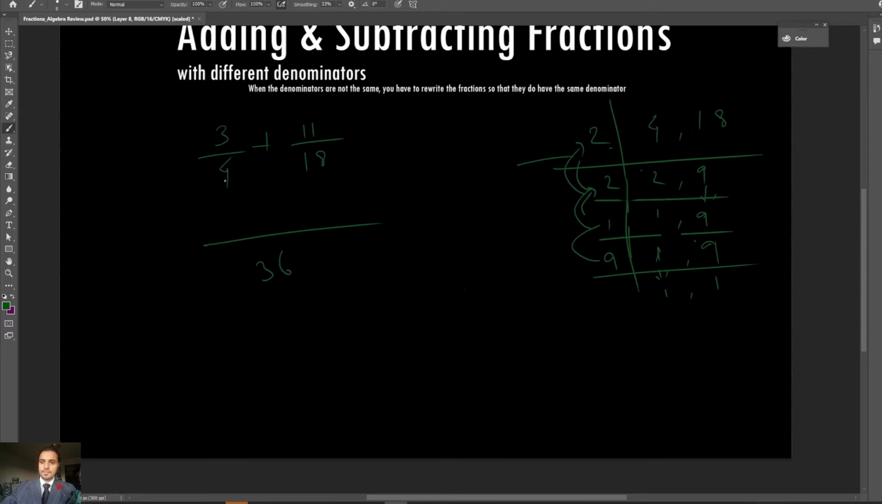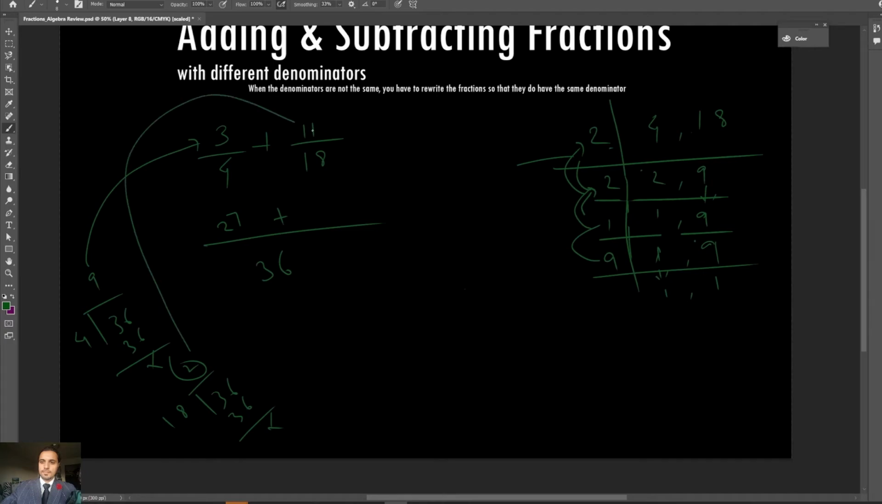All we have to see now is how many times does 4 go on 36? Well, it goes 9 times. 4 times 9 is 36, right? So 9 times 3 is 27, plus 36 divided by 18. How many times does 18 go on 36? 2 times. So this 2 will be multiplied with this 11. 11 times 2 is 22. And 22 plus 27 is 49. So 49 over 36. That's our answer.